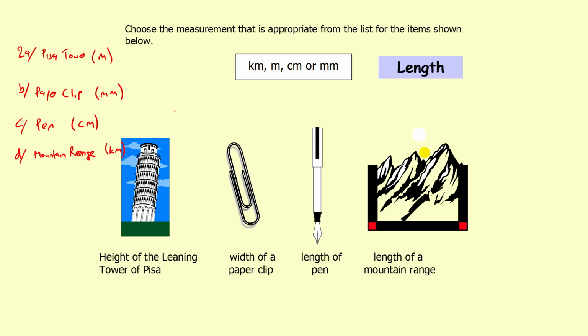What I want you to do is have a look. If you've got a ruler in front of you, have a look at your ruler. You can see your millimeters and centimeters there. So hopefully they helped you judge what to write. Once you've done that, we'll move on to question 3.